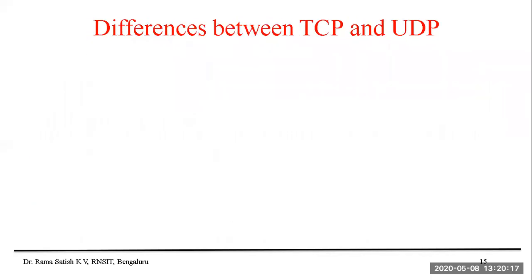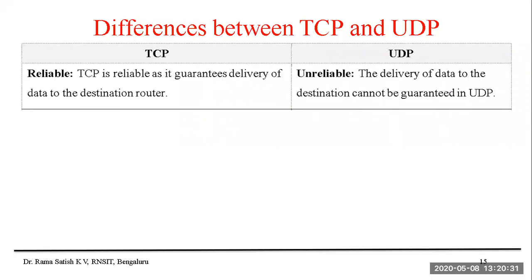We have to understand that one of the major questions asked in the examination is to write the differences between TCP and UDP. Very often it will be asked. The first: TCP is reliable. It means it guarantees the data reaches the destination. UDP is unreliable because you don't know whether the data has reached the destination or not. Of course, even if the data reached, you cannot tell that it has reached because there is no acknowledgement procedure here.